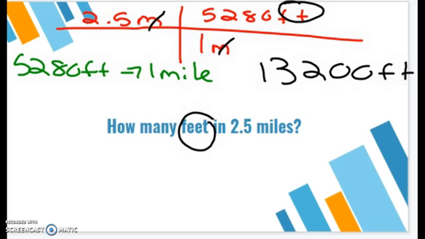Now let's say for some reason there was a 2 down here. Then I would put 13,200 on the top, and I put 2 on the bottom, and then you want to divide. But since there was just a 1, we didn't have to. But if there's a number besides 1 down here, then you are going to have to divide to get your final answer.